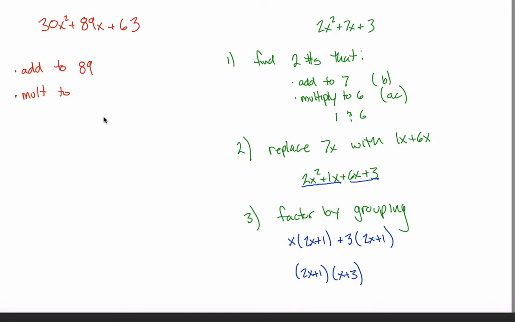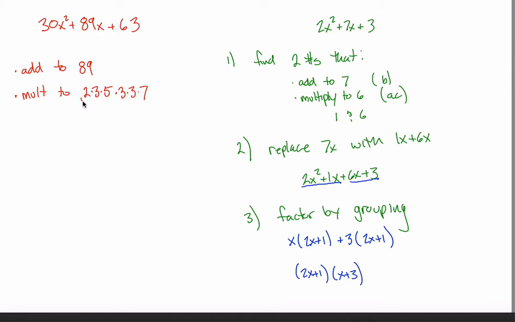Instead, think about their prime factorization. So 30 is 3 times 10, and 10 is 2 times 5. So 30 is 2 times 3 times 5. And 63 is 9 times 7, but 9 is 3 times 3. So 63 is 3 times 3 times 7. So what I'm saying is I need them to multiply to the product of all these numbers. And you don't even have to worry about what the product of all these numbers is. These will be the pieces that you use to make 2 different numbers that add up to 89. So what you have to do is partition these into 2 different groups.